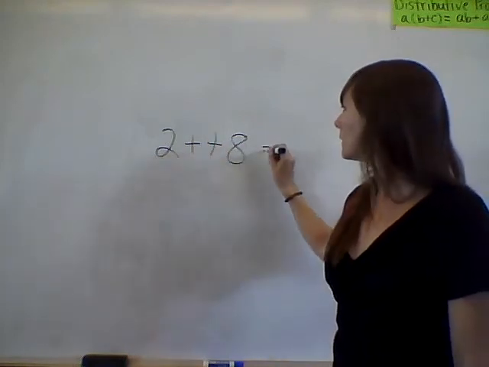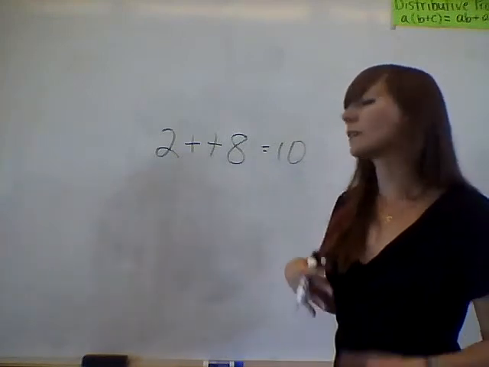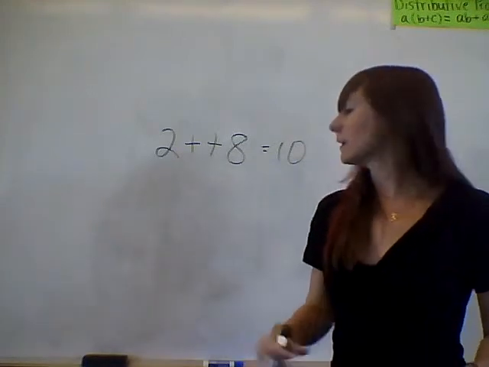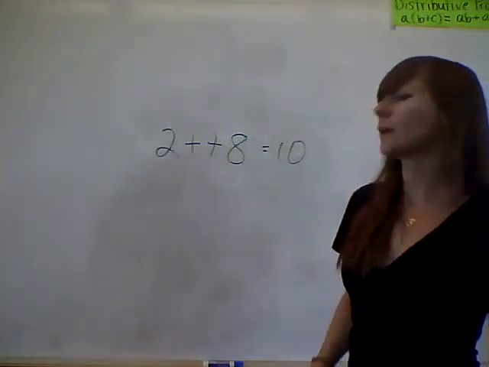2 plus 8 equals 10. The whole thing becomes positive, because it's like you're taking a negative away. So you're going in the opposite direction, which is positive. So you add the opposite.